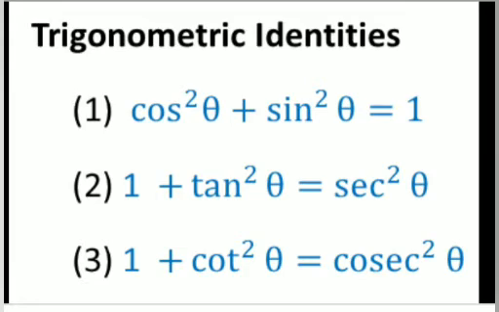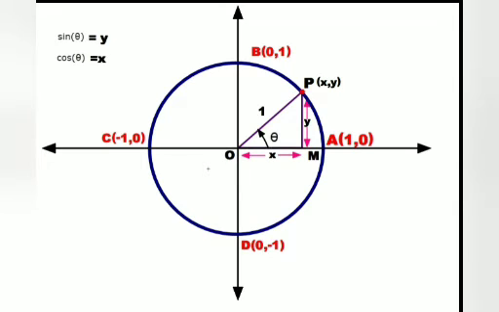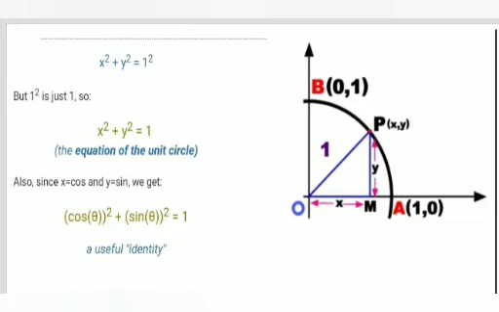For that, we take the unit circle, which we have already discussed, and in this unit circle, we take the right angular triangle OPM, right angled at M. Then by using Pythagoras theorem, we have x square plus y square is equal to 1 square, or x square plus y square is equal to 1. Since x is equal to cos theta and y is equal to sin theta, we can write cos square theta plus sin square theta is equal to 1.